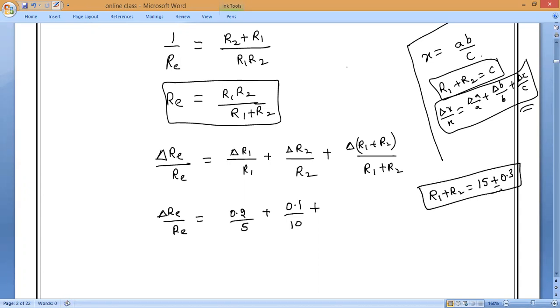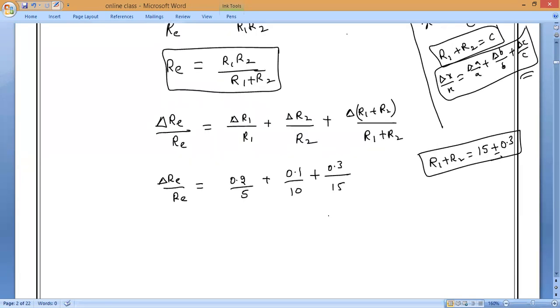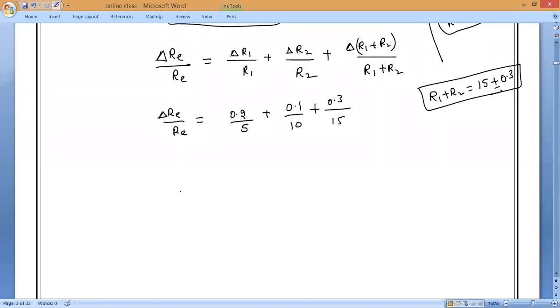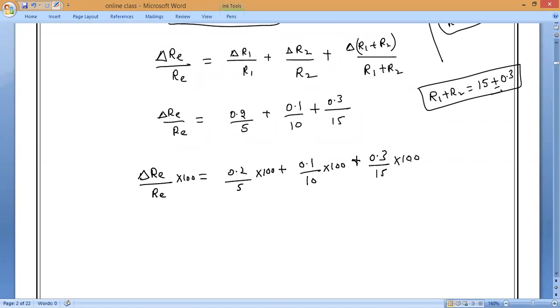Everybody? So it is 0.3 divided by 15. Is it right or wrong, guys? Yes. Then we want the percentage error: delta RE divided by RE into 100. Make it fast, everybody. 0.2 divided by 5 into 100, plus 0.1 divided by 10 into 100, plus 0.3 divided by 15 into 100.